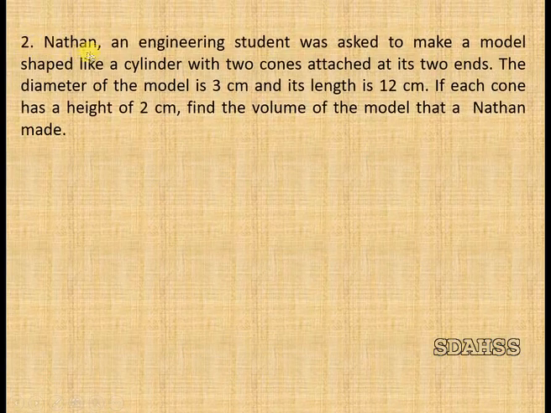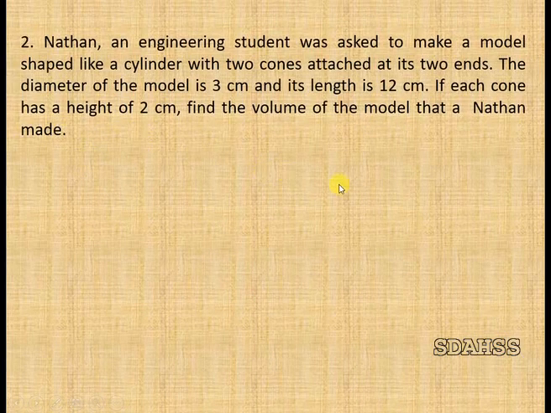Second sum. Nathan, an engineering student, was asked to make a model shaped like a cylinder with two cones attached at its two ends. The diameter of the model is 3 centimeter and its length is 12 centimeter. If each cone has a height of 2 centimeter, find the volume of the model that Nathan made.